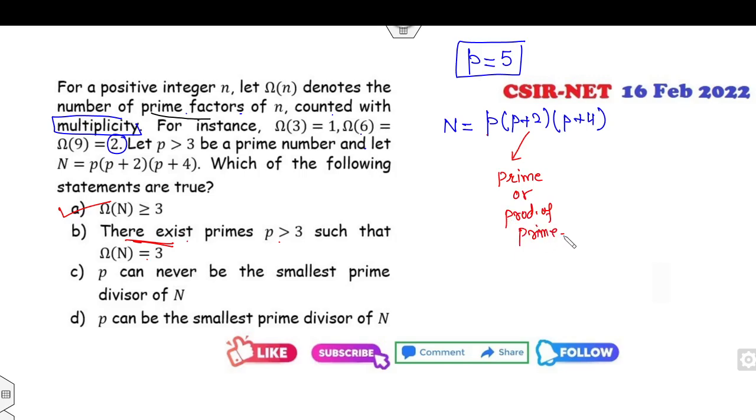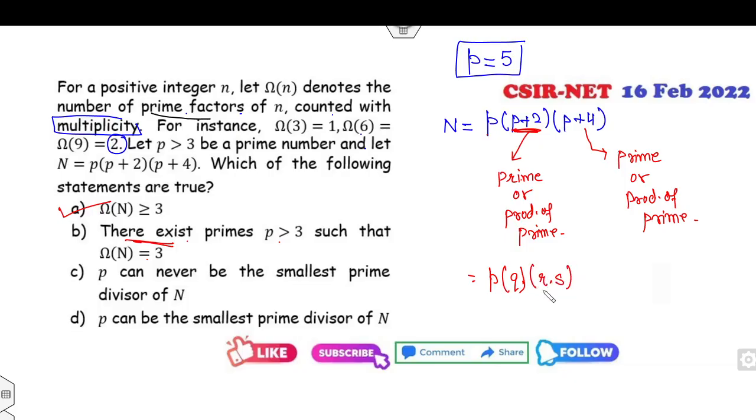Fine. Similarly, P plus 4 may be a prime or it may be a product of primes. Fine. So suppose this is a prime, then it is P into Q. Then P plus Q, if it is a prime or a product of primes, then it is R into S.